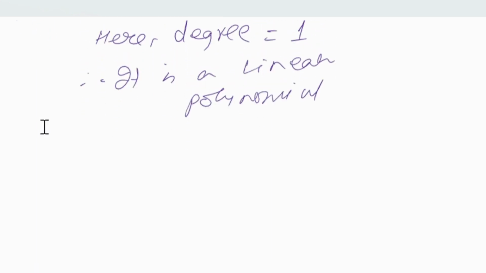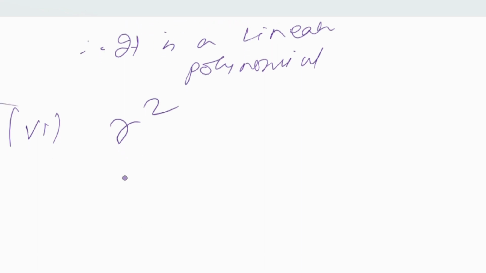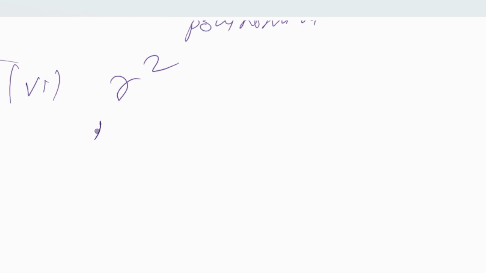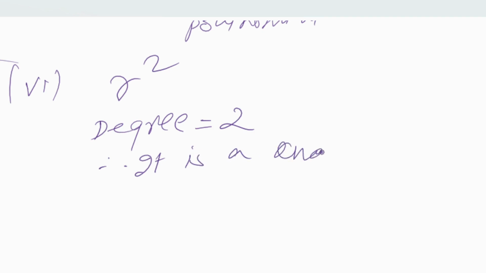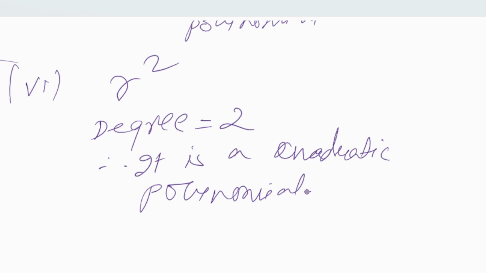Let me write number 6. Number 6, r square. What is the variable here? r. And what is the power of r? 2. So the degree is 2. Therefore it is a quadratic polynomial. Okay friends, are you understanding? Very simple method, also very simple to understand these things.